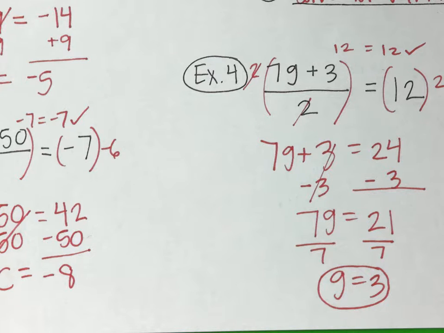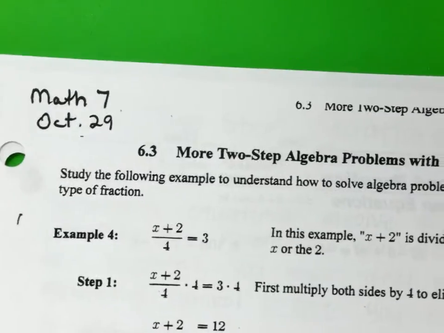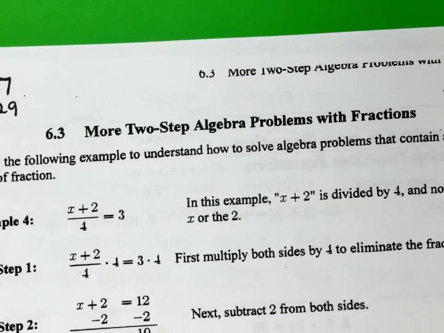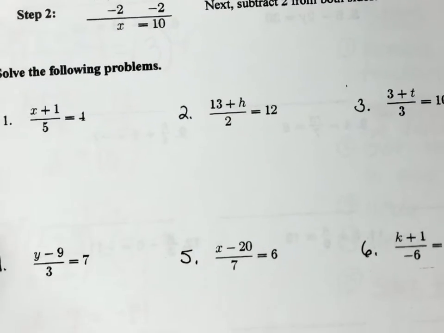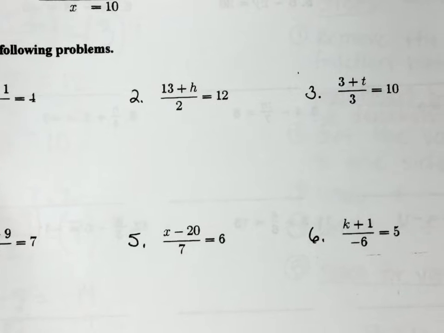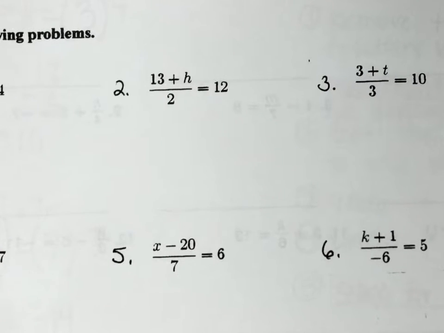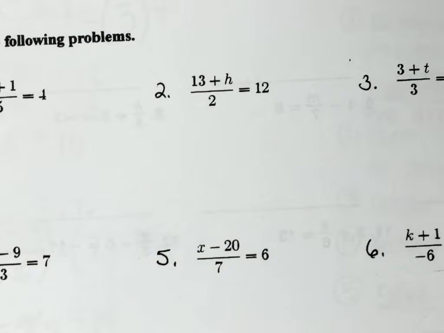Alright guys, let's look at number 2 on this worksheet. We're going to do number 2 and number 12. And then the rest you can do on your own, okay? On the front side, sorry. So the one that says 6.3 more 2-step problems. So this is on the front page. We're going to do number 2.